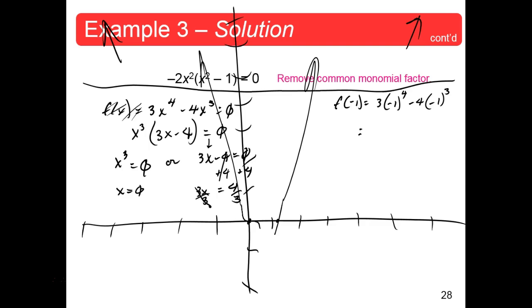Positive 1. Any negative to an even power is always positive. A positive to any power is positive. A negative, if it's to an even power, is positive. Odd power, negative. So this will be 3 times 1 minus 4 times, now what's negative 1 to the third power? Negative 1, because that's an odd power. And 3 times 1 is 3, plus 4 equals 7. Goodness, I didn't leave enough room, did I? Did I do that right? I think so.